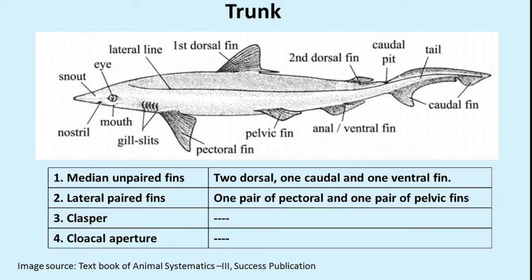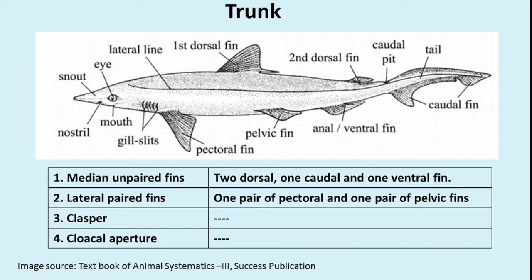As I have already mentioned, there is no clear demarcation anywhere. Look at the body, you will not find any clear demarcation over here where the head ends and where the trunk starts. There is no clear demarcation. Okay, let's begin with the trunk region then. Now the trunk extends from the region behind the last gill cleft to the cloacal aperture. So that is entirely the trunk region.